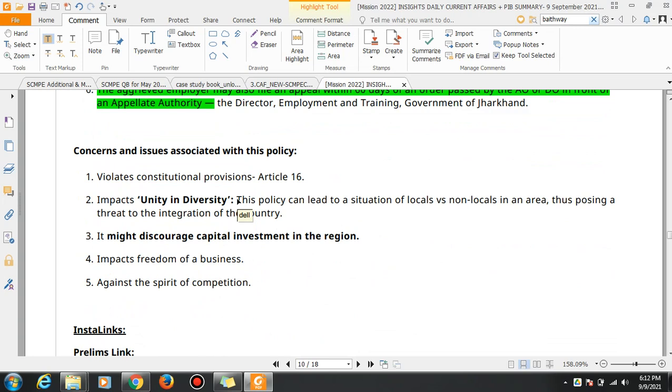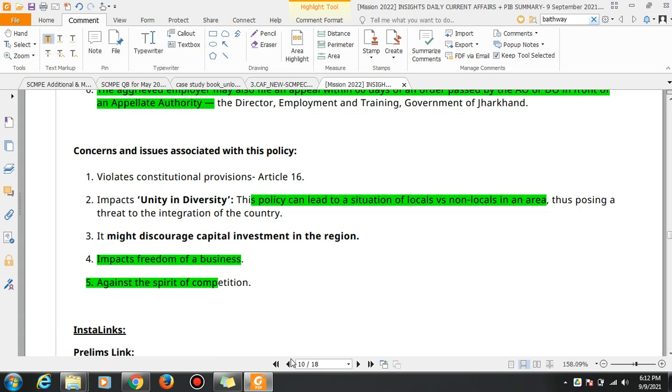Concerns and issues with this policy: it may violate constitutional provisions and impact unity in diversity. The policy can lead to a situation of local versus non-local in the area. This might discourage capital investment in the region, impact the freedom of business, and go against the spirit of competition.